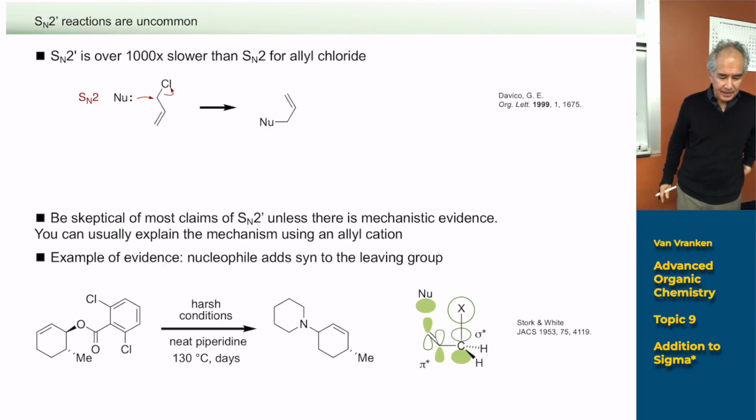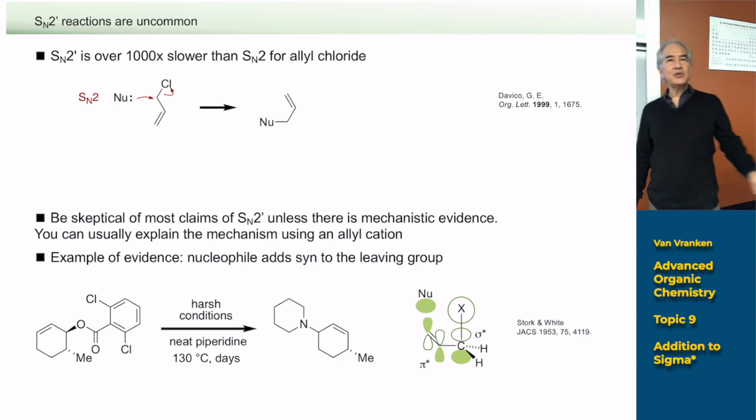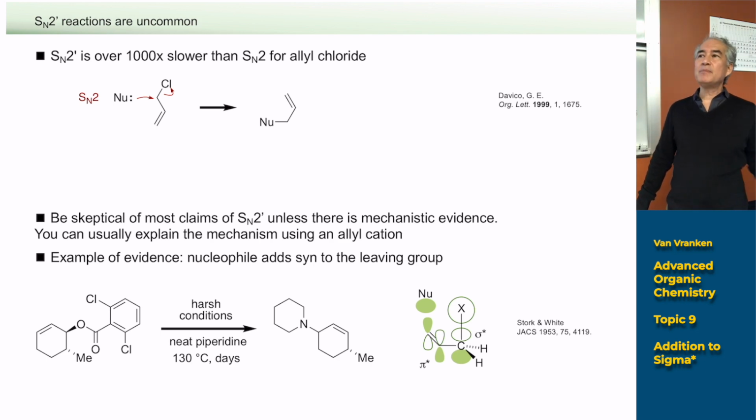Okay. There's this thing that you will see in the literature, and you will be tempted to try to draw out these mechanisms. I want to talk about something called an SN2 prime substitution mechanism. SN2 prime. See that little prime there? It almost gets lost. And here's the deal.